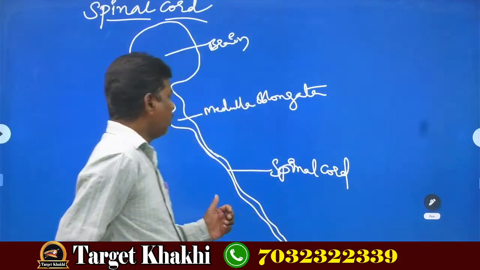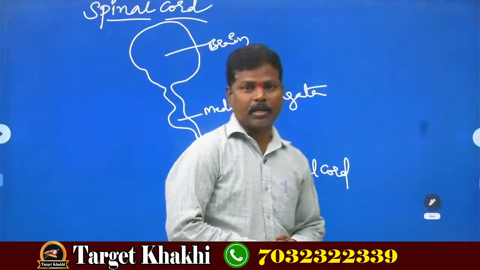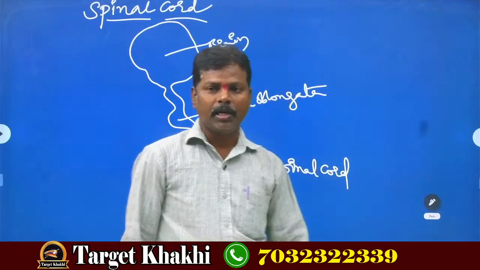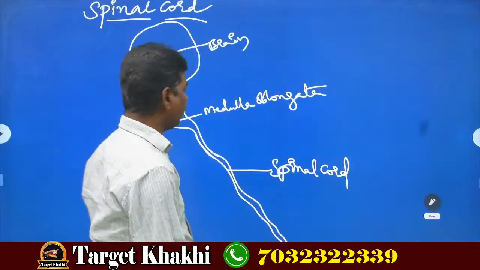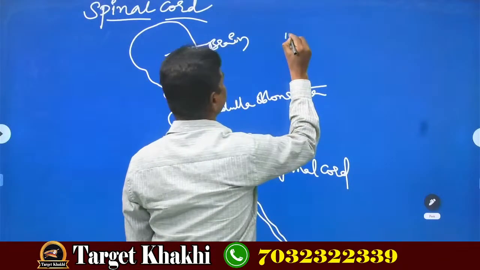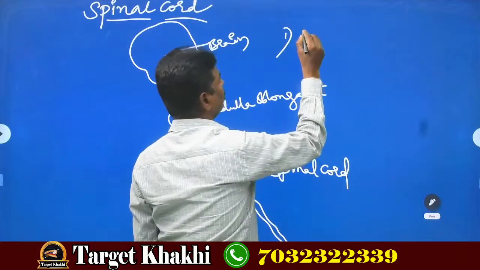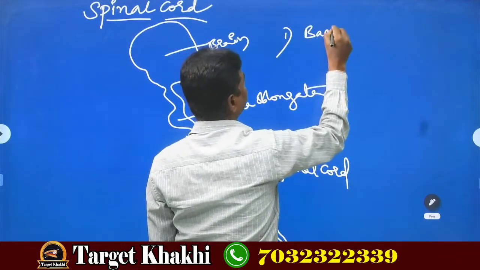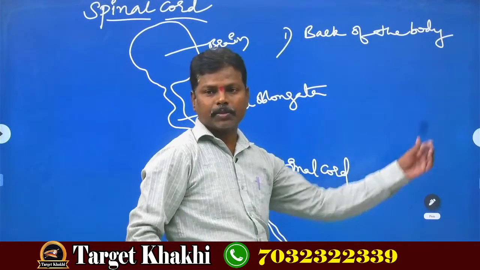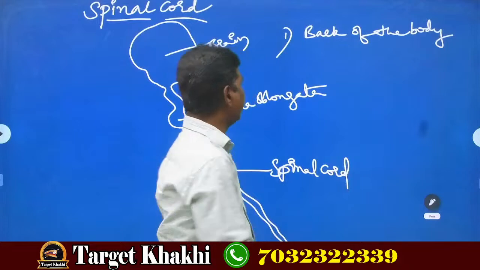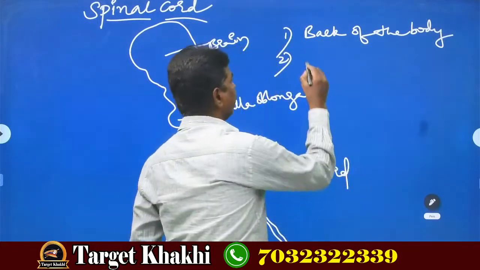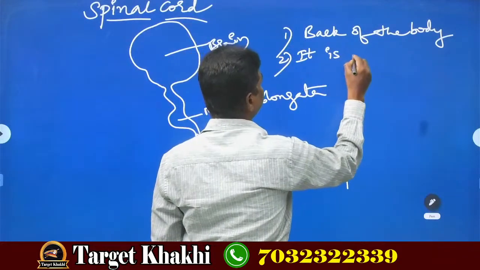Okay, but what is its location and what is its function? Everybody should know about this. Where it is located, I just told you. Number one, the spinal cord is located at the back of the body. Okay? Spinal cord is located on the backside of the body. Next, second one, it is the extension of the medulla oblongata.